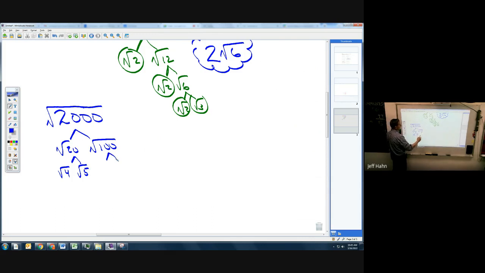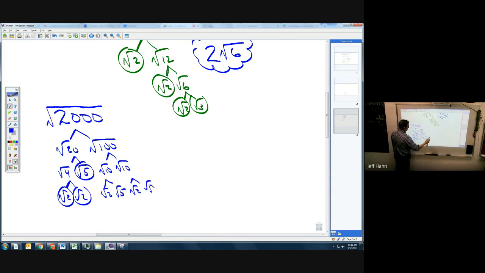The square root of 100 is the square root of 10 times the square root of 10. The square root of 4 is the square root of 2 times the square root of 2. The square root of 5 is already prime factorized. And 10 is the square root of 2 times the square root of 5. Look at all those numbers, isn't that spiffy?